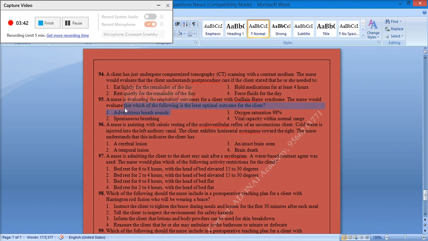96. A nurse is assisting with caloric testing of the oculovestibular reflex of an unconscious client. Cold water is injected into the left auditory canal. The client's eyes deviate horizontally toward the left. The nurse understands that this indicates the client has: 1. A cerebral lesion. 2. A temporal lesion. 3. An intact brain stem. 4. Brain death. The correct answer is 3. An intact brain stem.